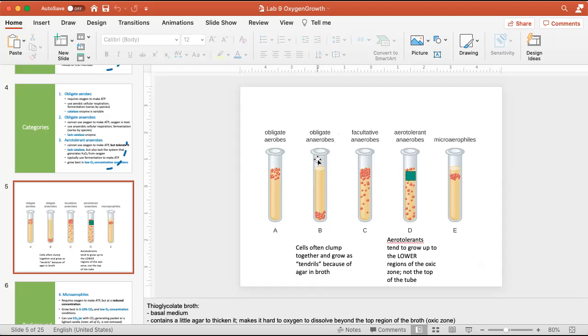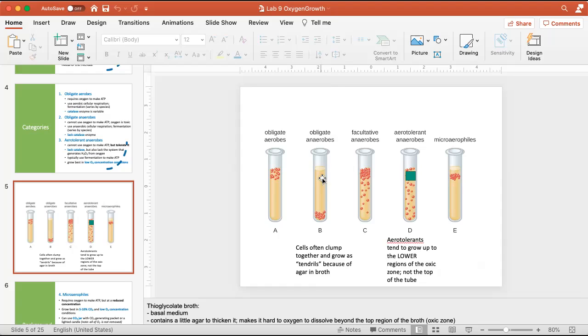And the oxygen, as it comes into the tube, is going to be able to dissolve into the upper parts of the tube, into the liquid at the very top. But the lower parts of the tube, it won't be able to dissolve into. And that's because of the agar. So what you set up in one of these tubes is two zones. You set up an oxygen zone, and you set up a zone that doesn't have any oxygen in it.